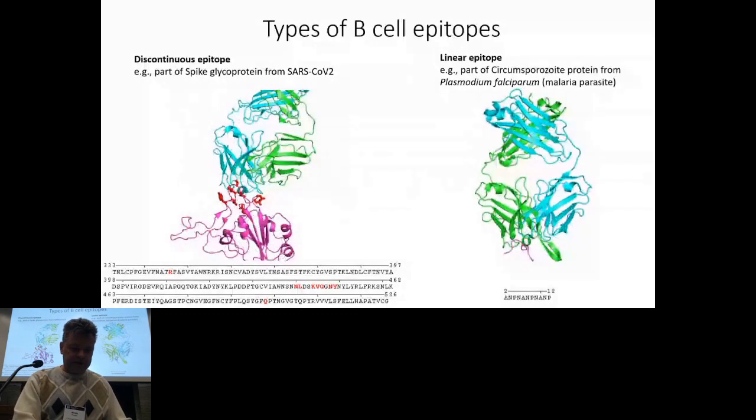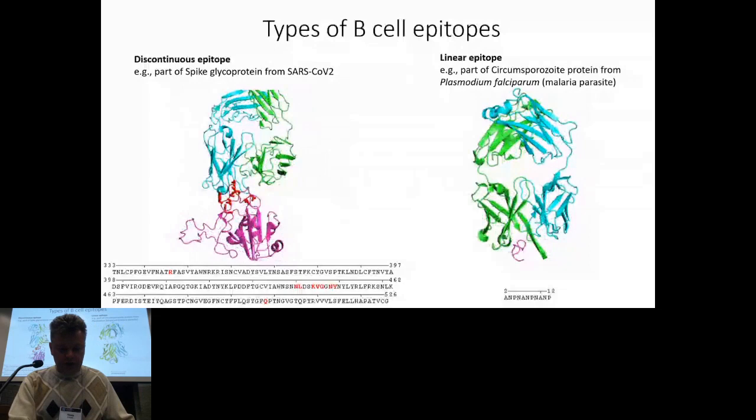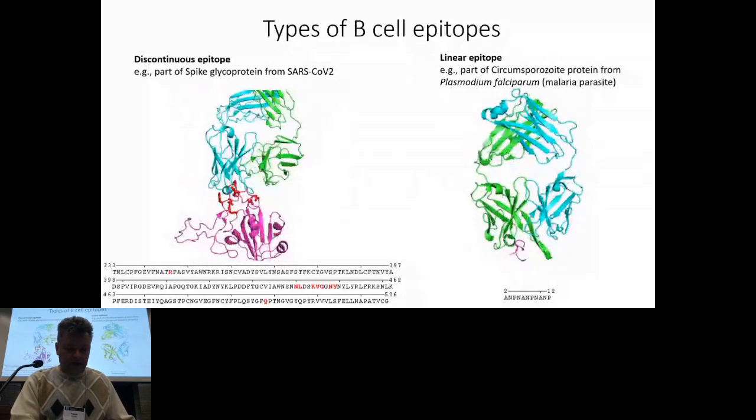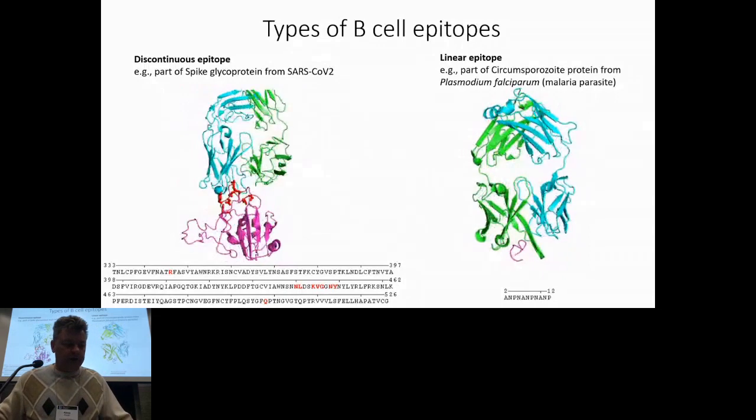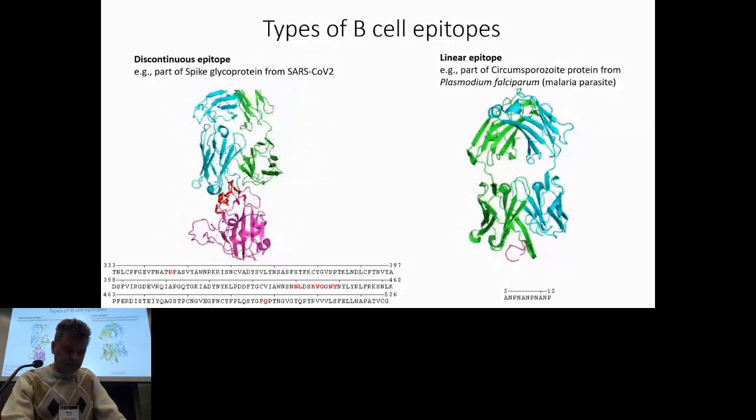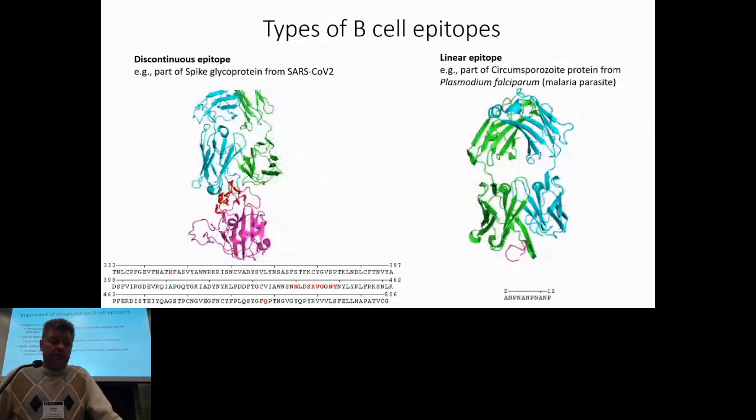Another type of epitope is the linear epitope. It's a fairly short part of the protein that is recognized by the antibody. So why would we want to get into the field of predicting B cell epitopes? There are three major areas. One is designing tools or diagnostic methods that allow us to diagnose, for example, whether a person has already been infected with a given pathogen.